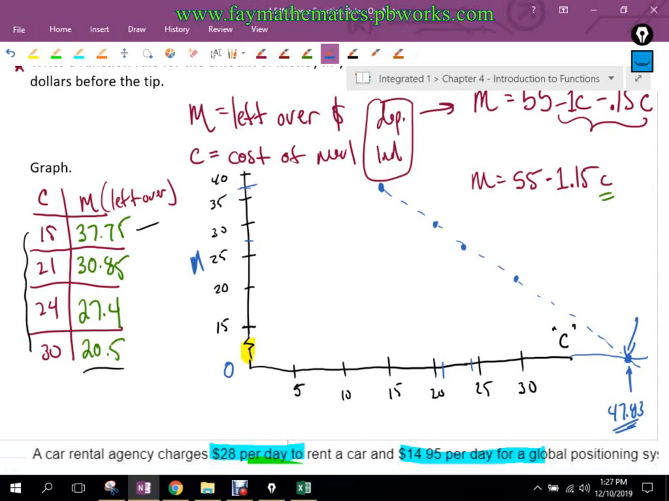But why is it producing a line? How did I know it's going to be a line before I even graphed anything? What's the exponent right there that should be in that bubble that I just drew above the C? It should be a 1, right? Whenever you have an equation where the largest exponent is a 1, the graph is always going to be a line. So it's going to be linear.